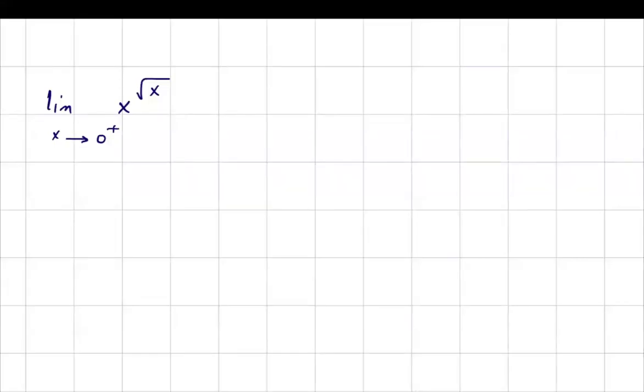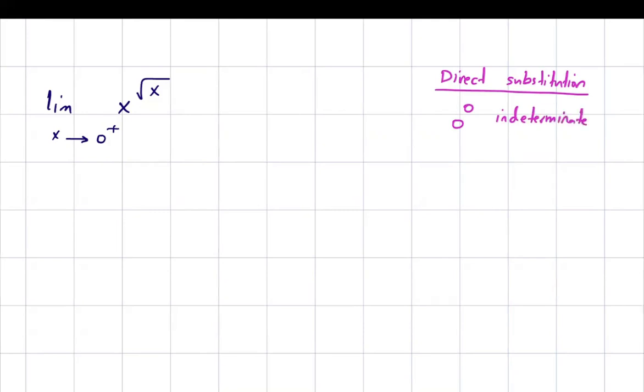Our goal is to find the limit of x to the power square root of x as x goes to 0 from the right-hand side. If you use direct substitution, we get 0 to the power 0, which is an indeterminate form. Let us take ln of both sides.